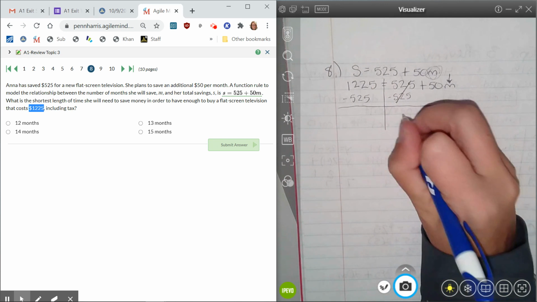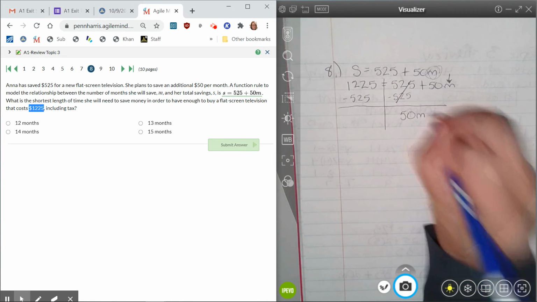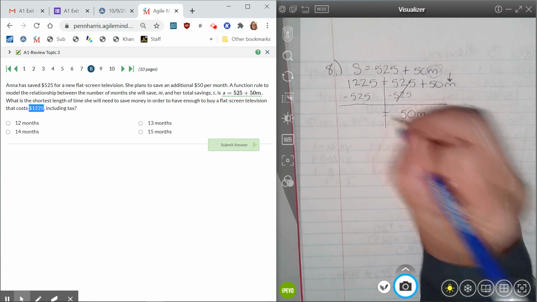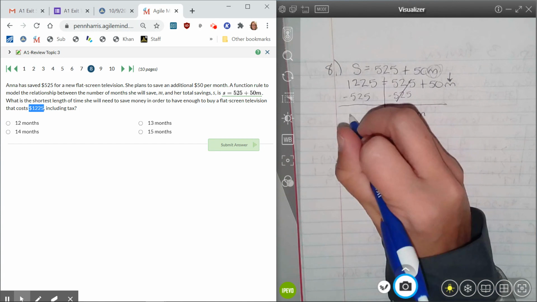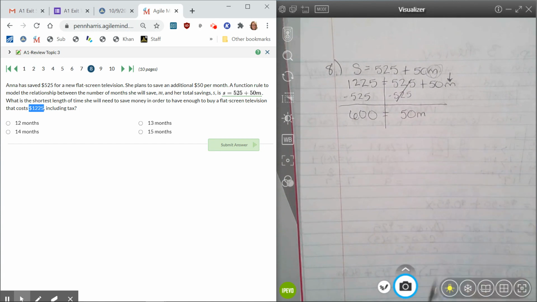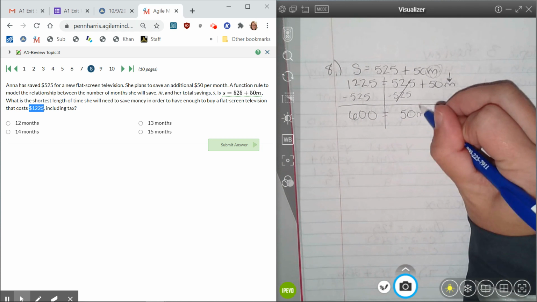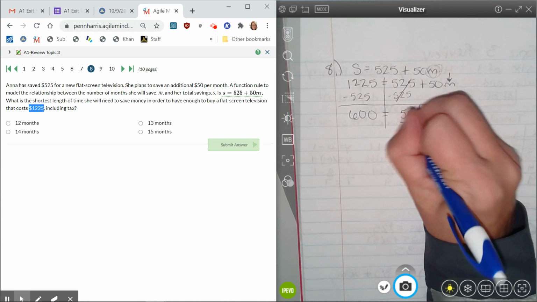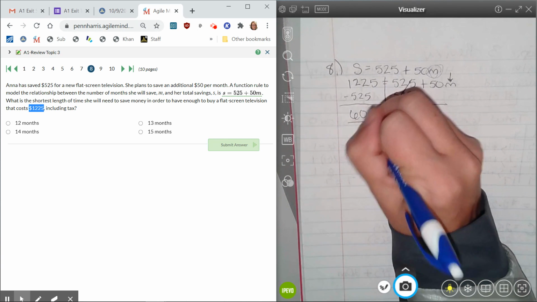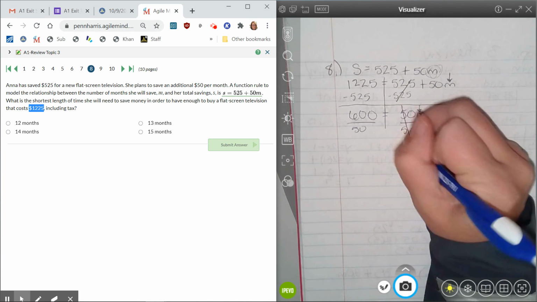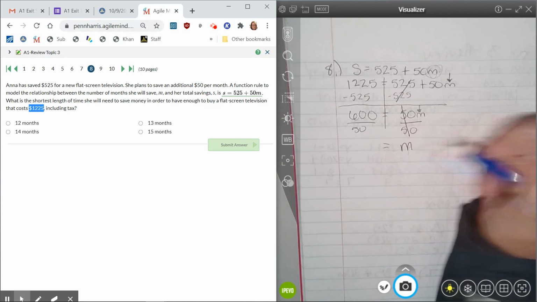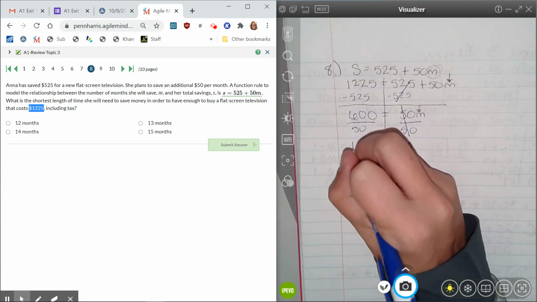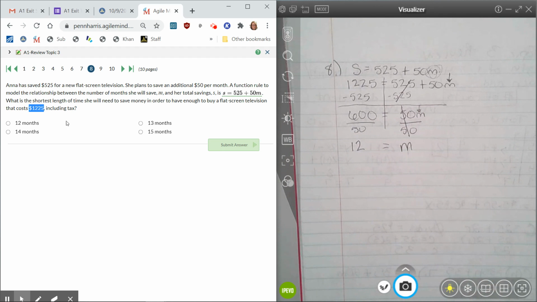That leaves me with just the 50 times Stinky over here. And on the left-hand side, if I subtract that, that leaves me with $600. Now, again, 50 wants away from Stinky. That's multiplication, so we need to divide both sides by 50. Then Stinky's by himself, and all those numbers put together equal a total of 12. It will take her 12 months to save up the money she needs for the TV.